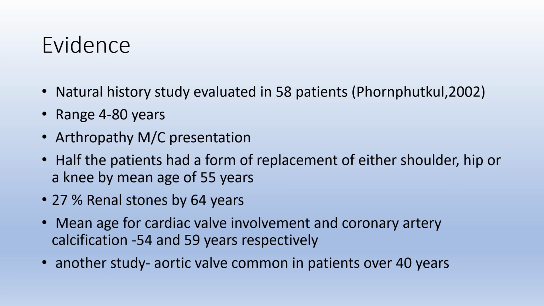27% of these patients had renal stones by the age of 64 years, and the mean age for cardiac valve involvement and coronary artery calcification was around 54 and 59 years respectively. Another study postulated that the aortic valve is commonly involved in patients over the age of 40 years when the patient is diagnosed with ochronosis.